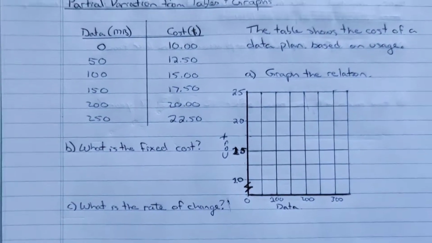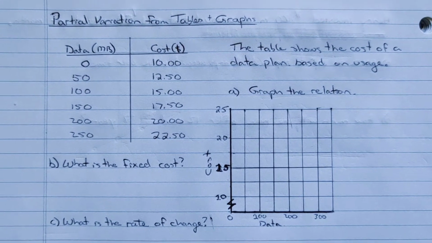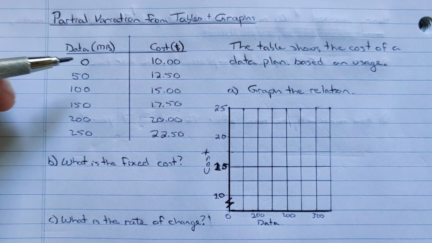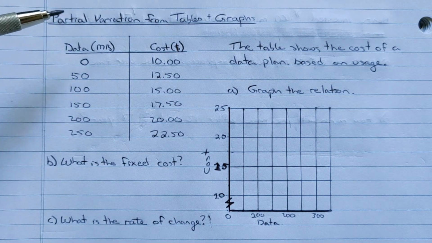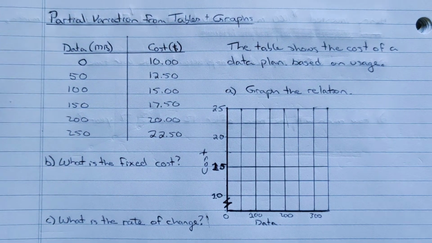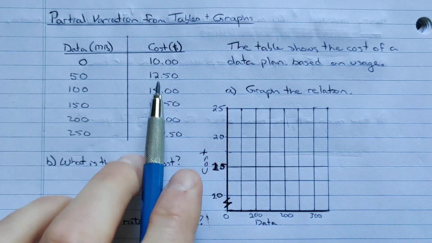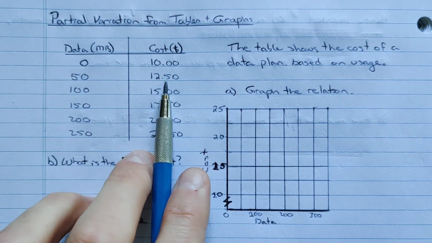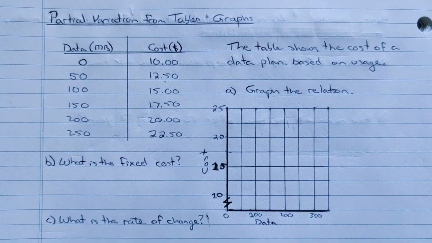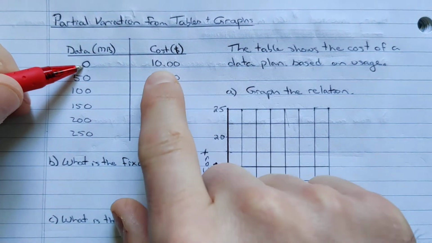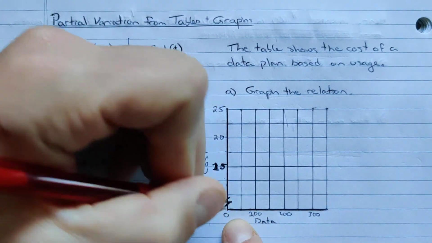We can work with this as well using tables of values and graphs and graph it. In this case here, what we have is the cost of a data plan based on usage. So 0 megabytes of data costs $10, 50 megabytes of data will cost you $12.50, and so on. So the first thing we want to do is graph this relation. So plot some of these points here, 0 and $10.